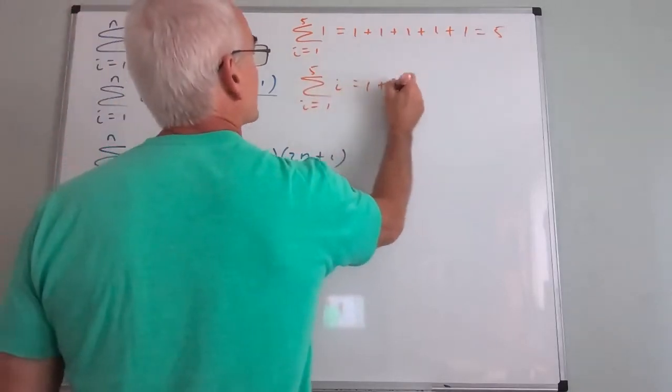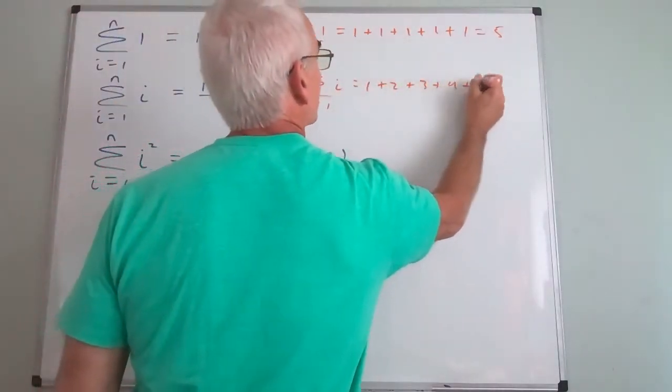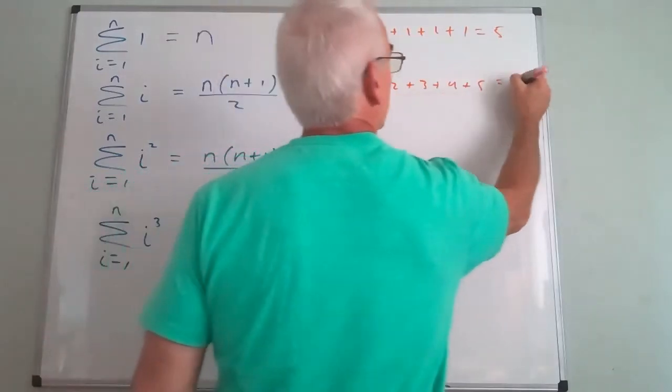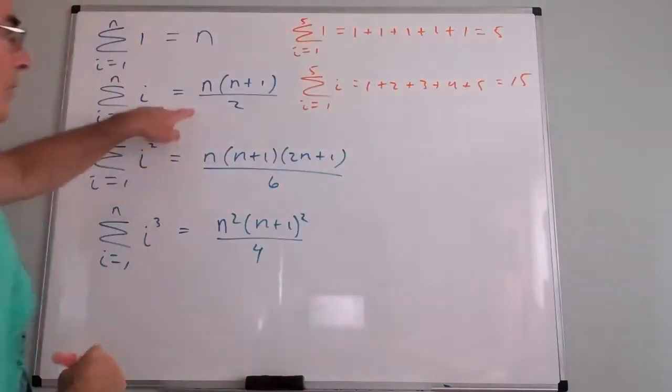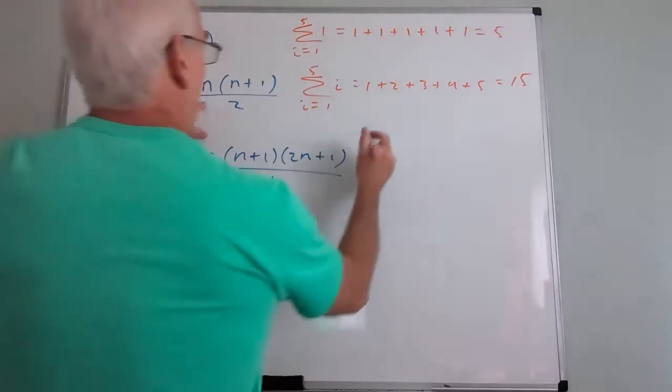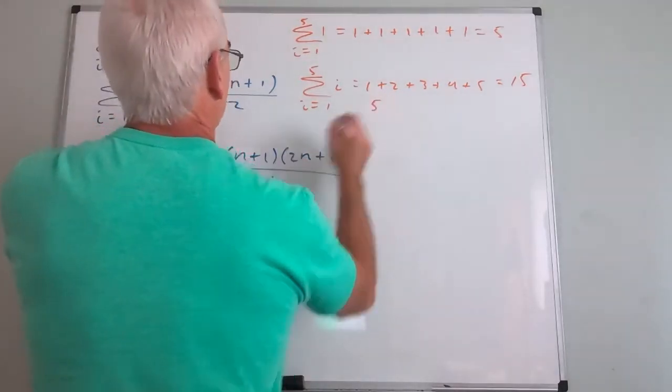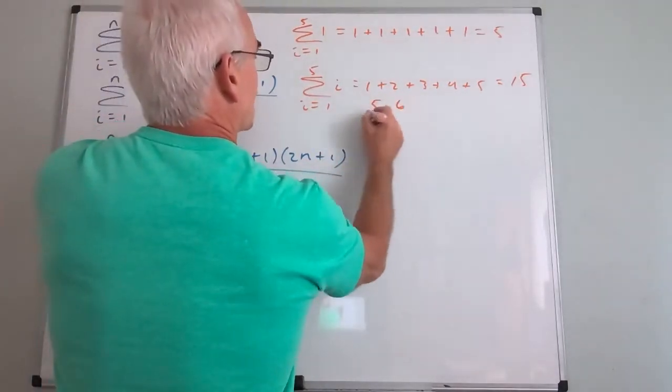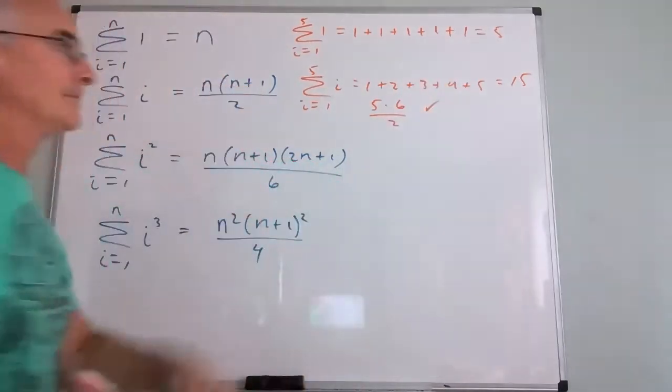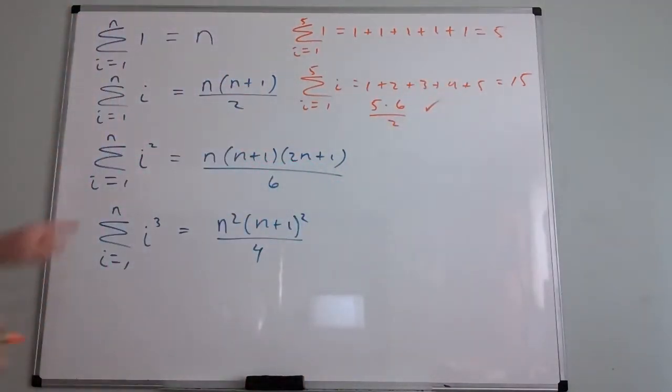Well, that's 1 plus 2 plus 3 plus 4 plus 5, which would be 15. But according to the formula, what should it be? According to the formula, it should be 5 times 6 over 2. Good. I do get my 15. How about the next one?